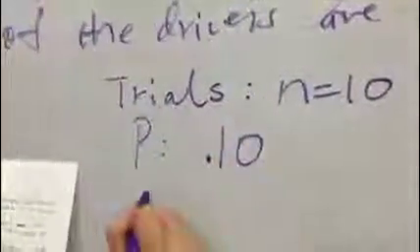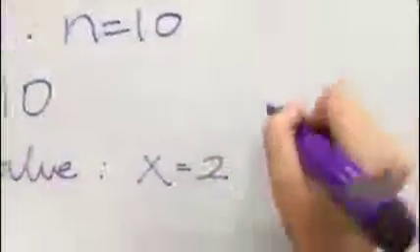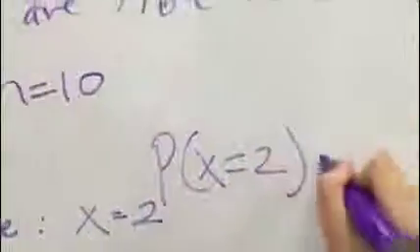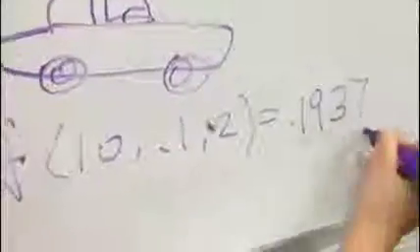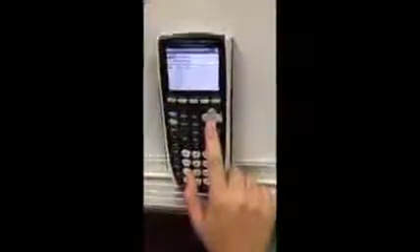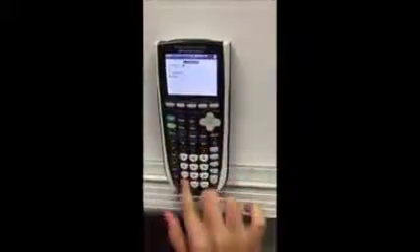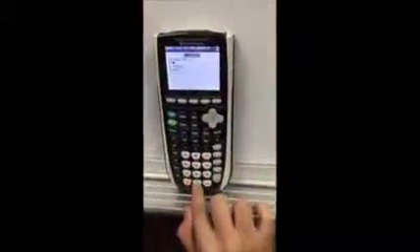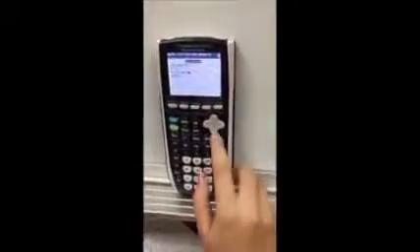This is a binomial PDF problem because it has a specific number of successes. The probability of x equal to 2 is 0.1937. On the calculator, press second bars, go down to A, put in number of trials is 10, probability is 0.1, and the x value is 2.